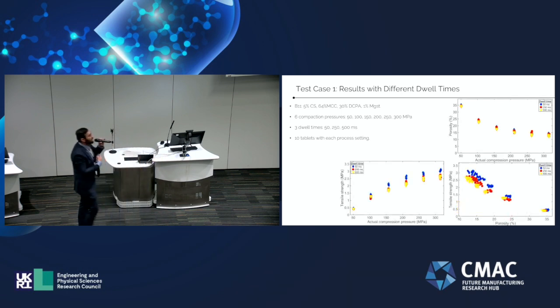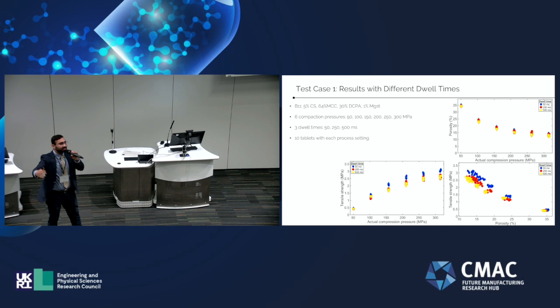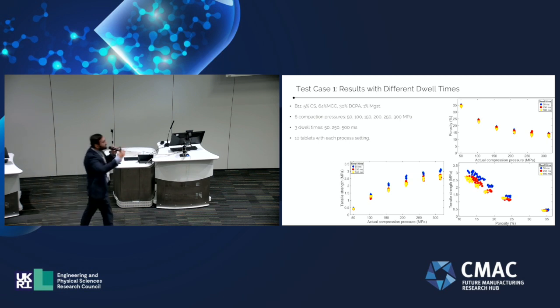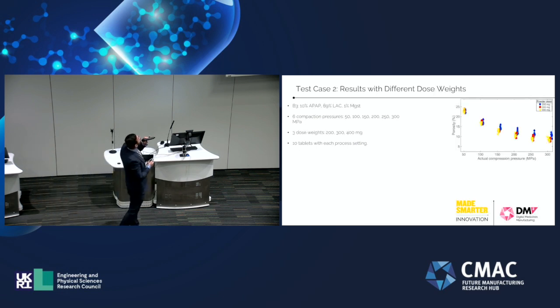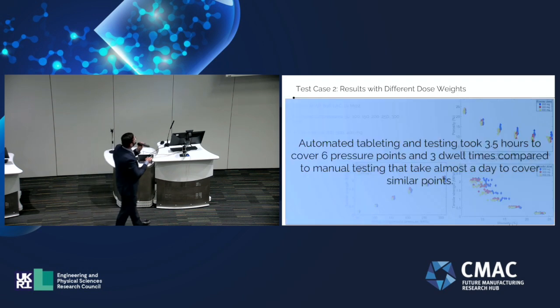That shows the tablet compactability, compressibility, and tabletability profile, showing the relationship between the tensile strength, porosity, and the different pressure points. And the results are quite obvious. As we increase the pressure, the porosity decreases and the tensile strength increases. Same goes for the results with test case 2, in which we ran some experiments with different dose weights.